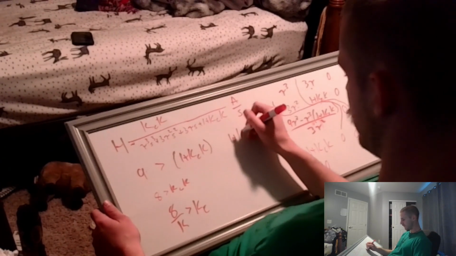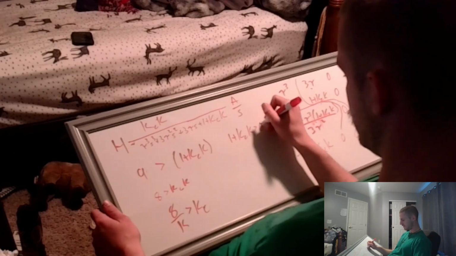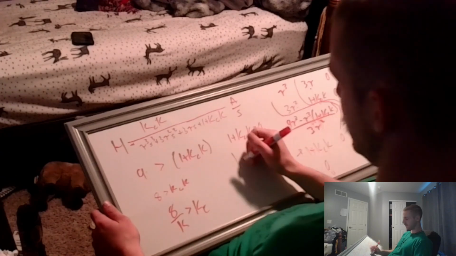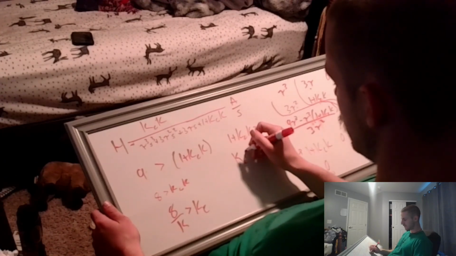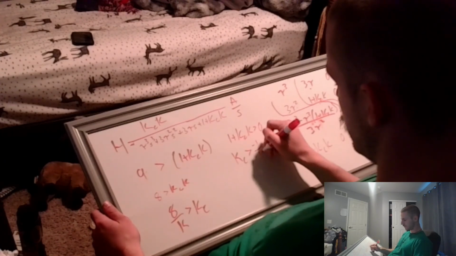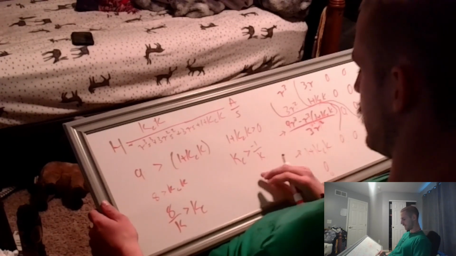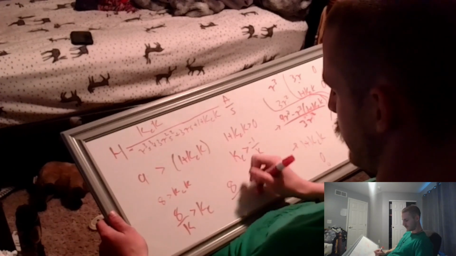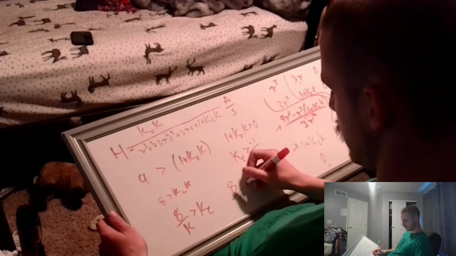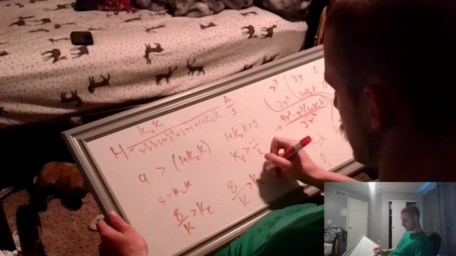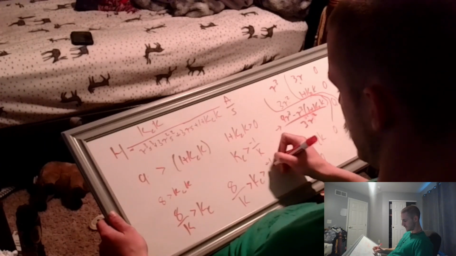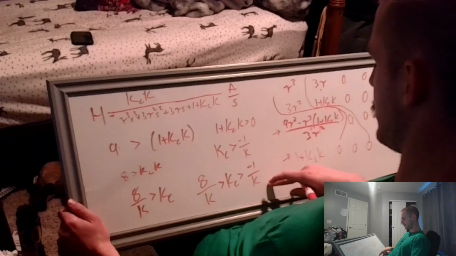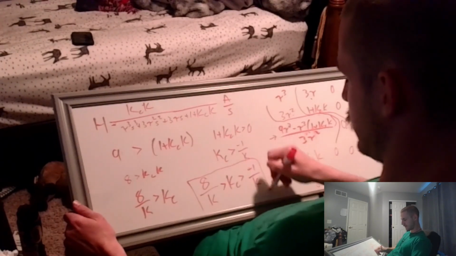Then over here we have 1 plus KcK has to be greater than 0. So just subtracting 1 and dividing by K, Kc has to be greater than negative 1 over K. And that is our second criteria. So we just know that 8 over K is greater than Kc is greater than negative 1 over K. And that is going to be our criteria for stability.